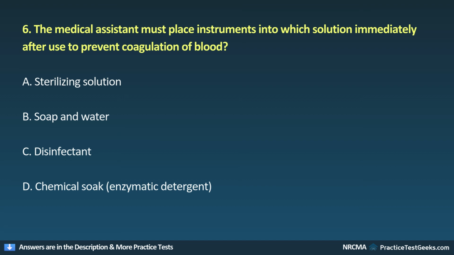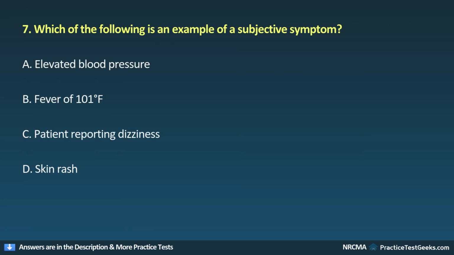6. The medical assistant must place instruments into which solution immediately after use to prevent coagulation of blood? A. Sterilizing solution. B. Soap and water. C. Disinfectant. D. Chemical soak, enzymatic detergent.